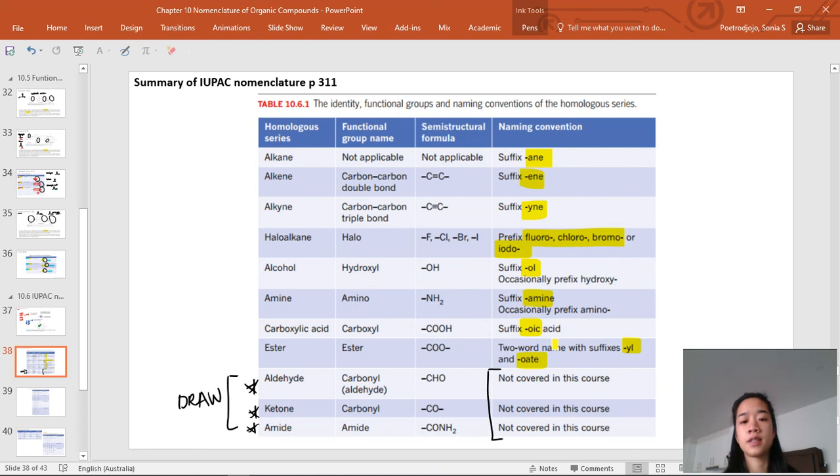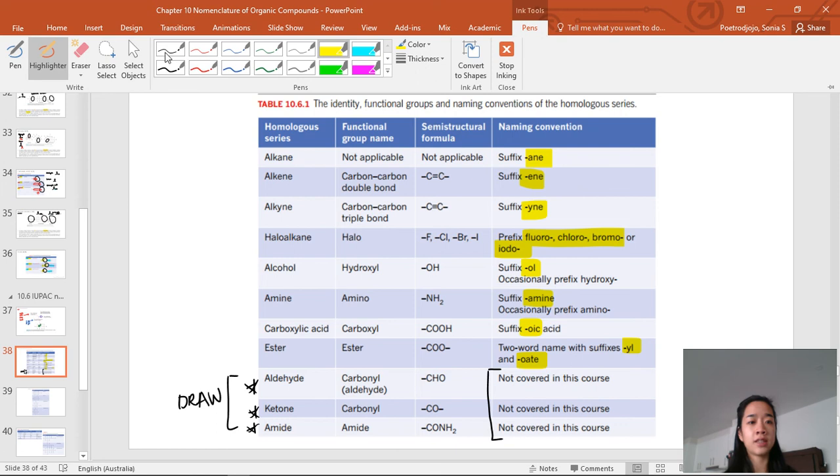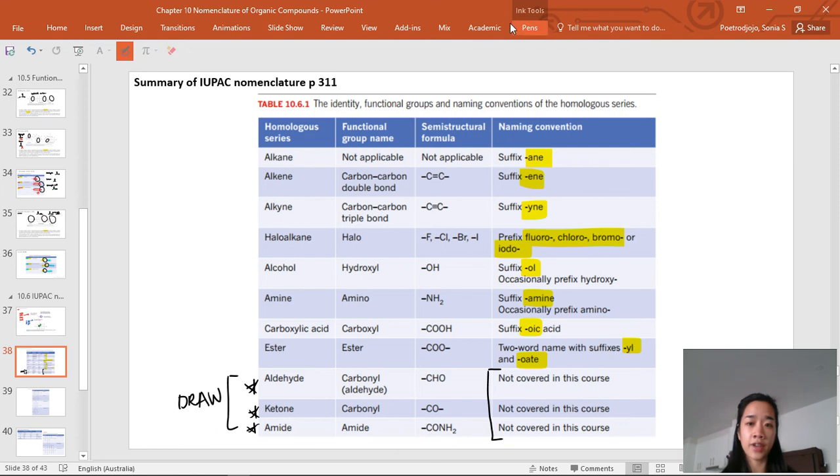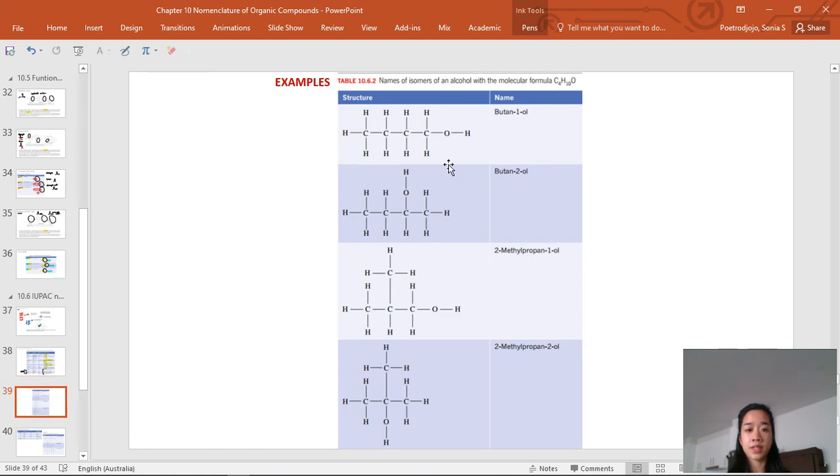Okay, and sometimes in an amine, you've got two different ways of naming. We can name an amine, but sometimes we use amino, and we'll go through when we use amino and when we use amine. But first, let's just look at some examples.